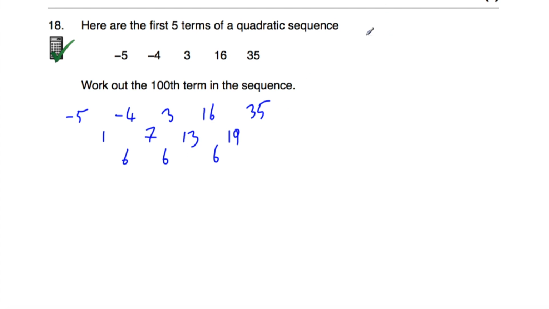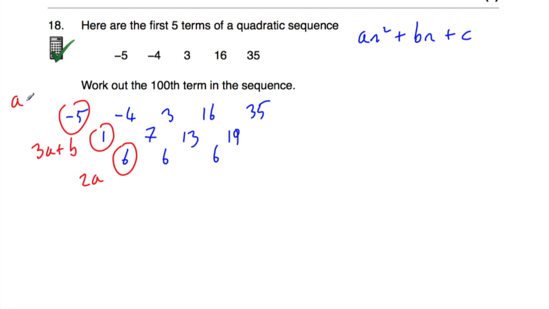And remember, our nth term is something in the form of an squared plus bn plus c. Now, to find our a, we're going to look at our second difference, that's 2a. To get our b, we'll look at our first difference, and that's 3a plus b. And to get our value for c, we'll look at the first term in the sequence, that's a plus b plus c. So we've got that 2a equals 6, and if we divide by 2, we get that a is equal to 3. So that means it's 3n squared.